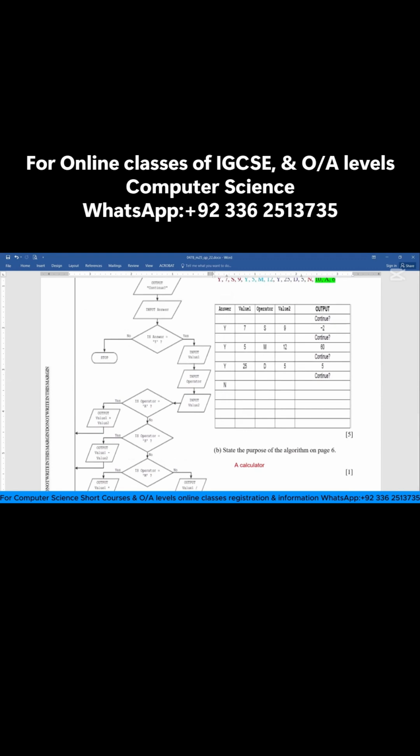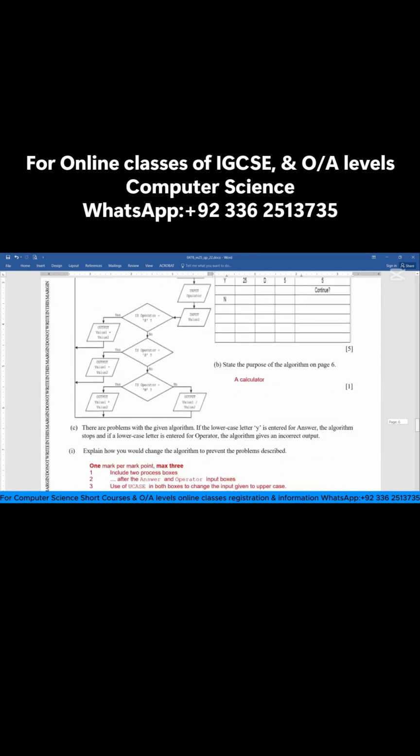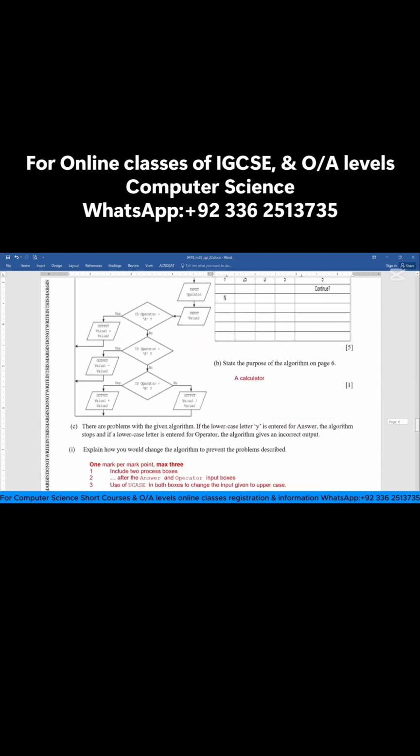It means if, for example, the caps lock is off and a person entered small y, it will end the program. Although the person will be perplexed as to why it has ended. Similarly, if a lowercase operator is entered, maybe a person entered small a or small s or small m, in all the cases, the work will not be performed. The calculation will be inappropriate, will be incorrect.